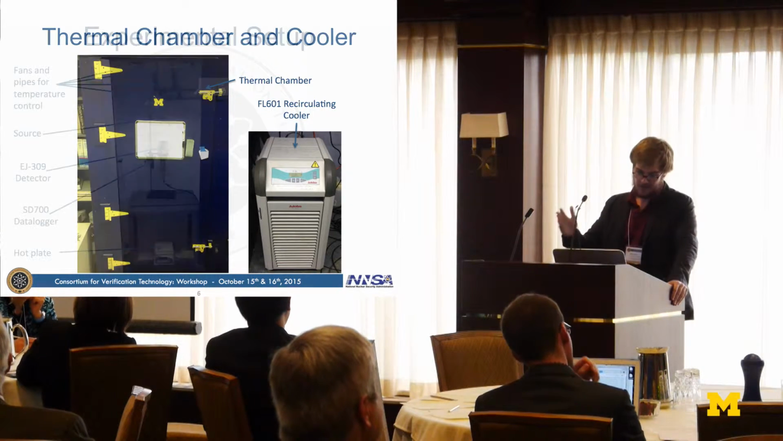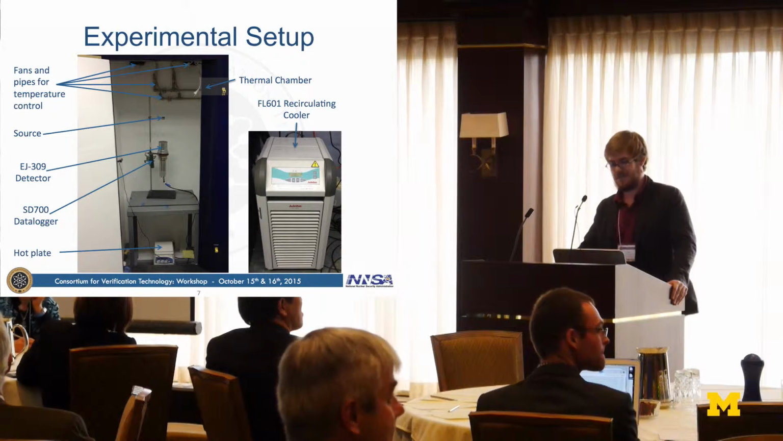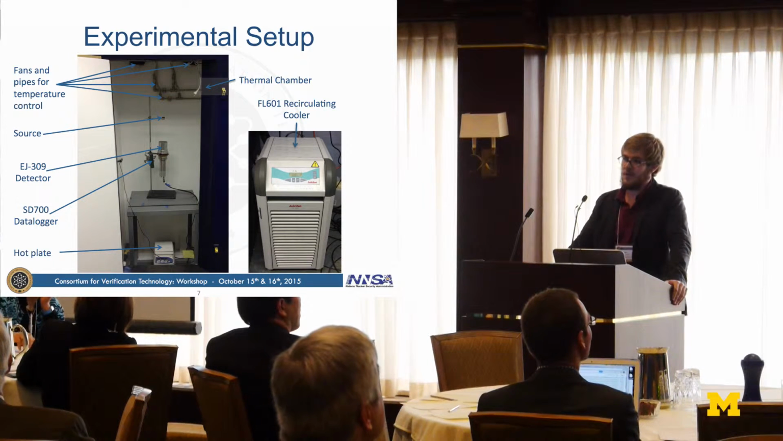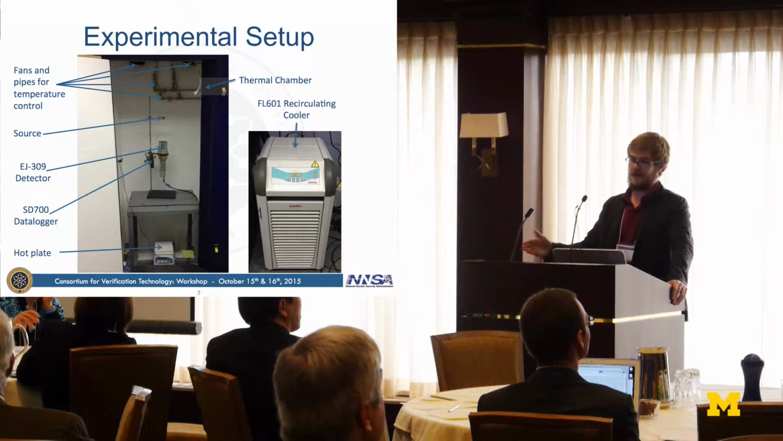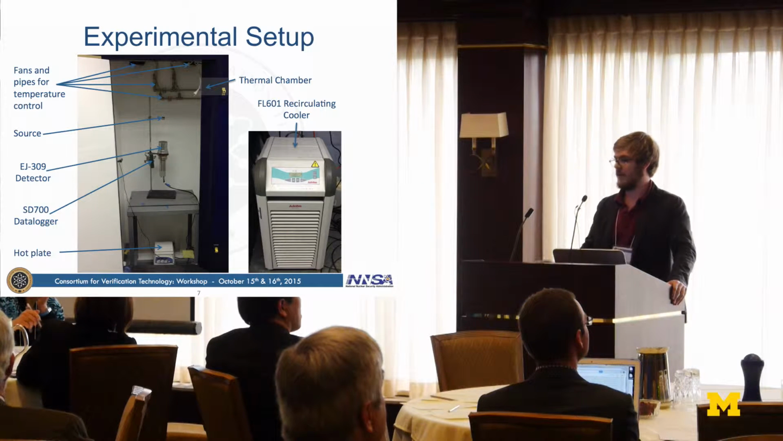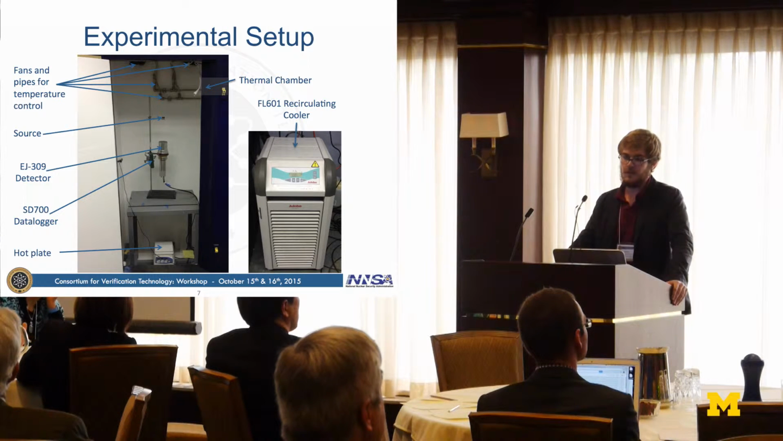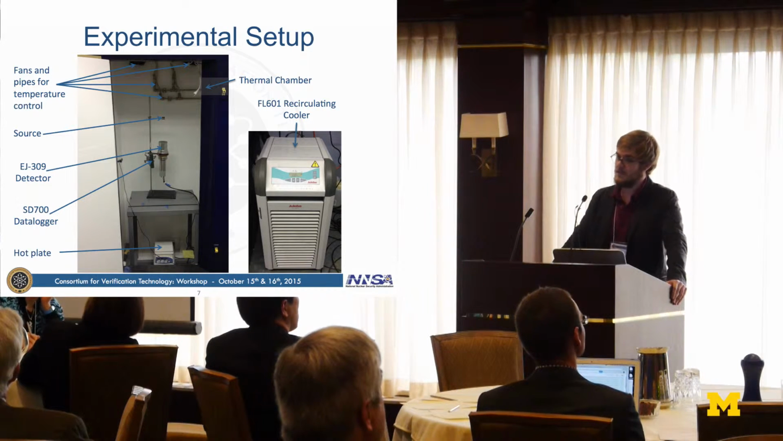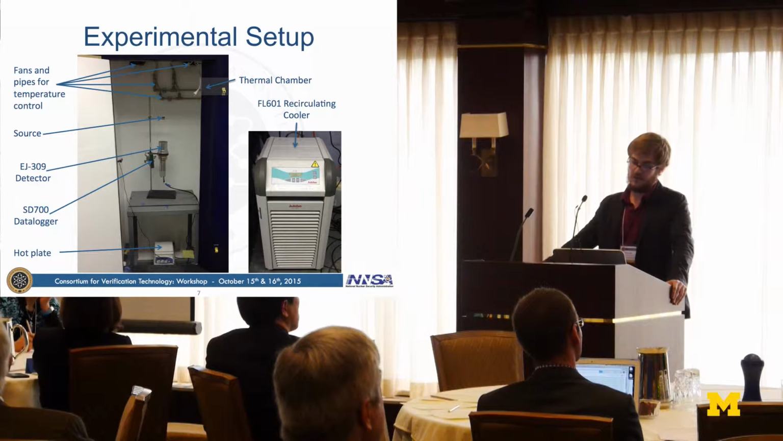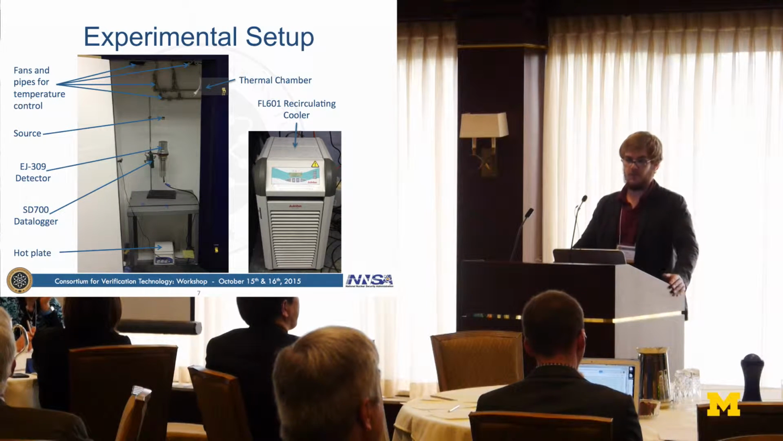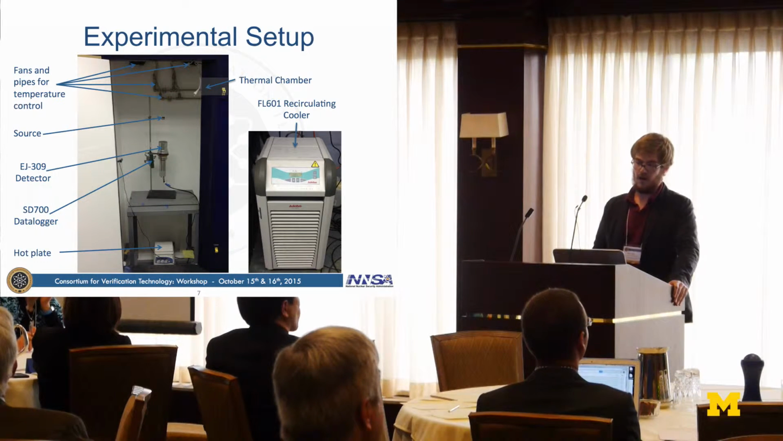Opening up the chamber, you can see the experimental setup inside. Towards the top of the chamber, we have fans and pipes which ultimately connect to the recirculating cooler and allow for a temperature ceiling to be set inside the chamber. At the bottom of the chamber, we had a hot plate that we used as a heat source to raise the temperature in the chamber. In the middle, we have our actual measurement setup, which consists of our temperature data logger, the scintillating detector, and a clamp to hold the source.